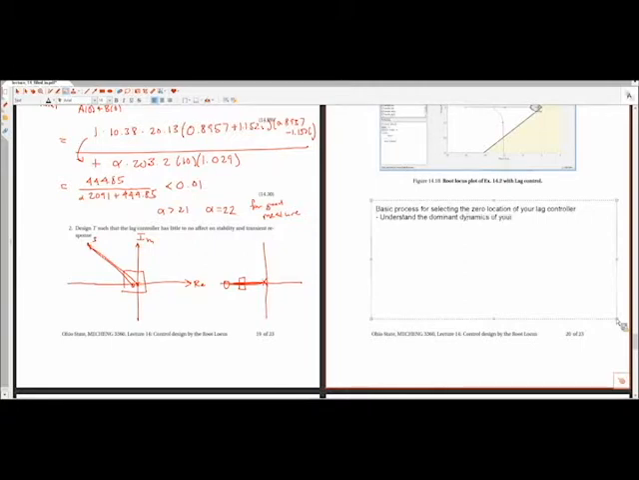So understand the dominant dynamics of your system. Here are the dominant dynamics. They have a natural frequency of approximately 10 radians per second. Choose 0 location to be about 1 order of magnitude smaller.